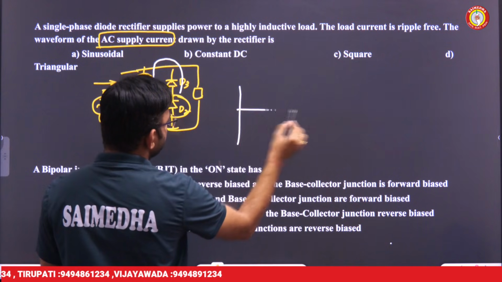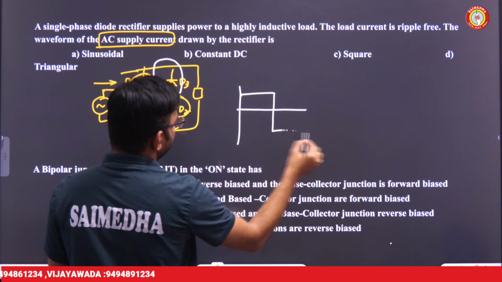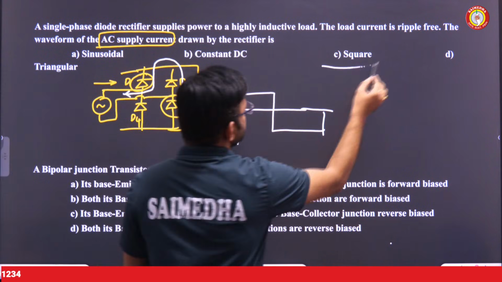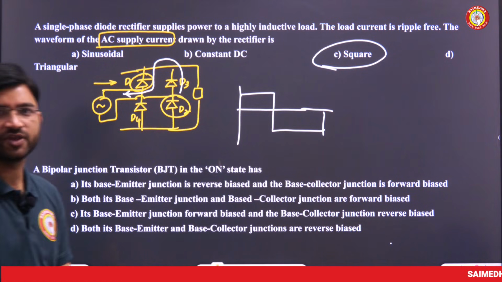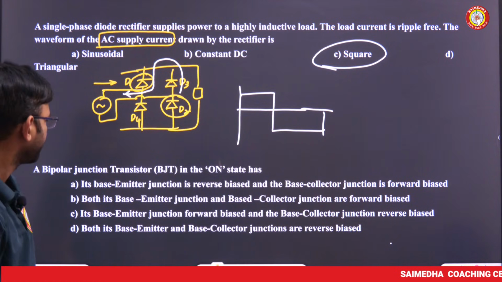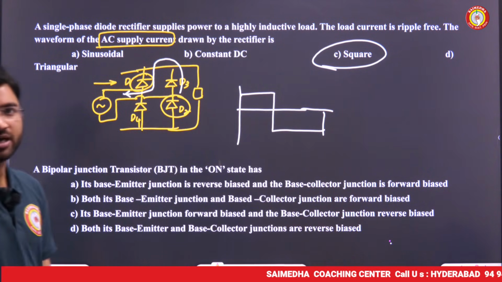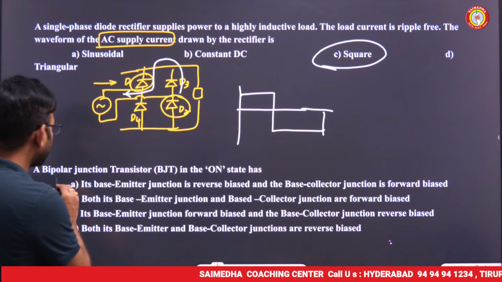Means half of the cycle it will be positive, remaining half of the cycle it will be negative, which is equal to a square waveform shape. Next one, a simple question, sir, which is based on transistors, related to basic electronics.